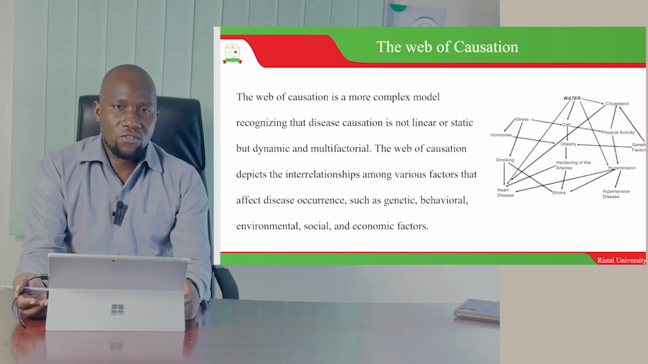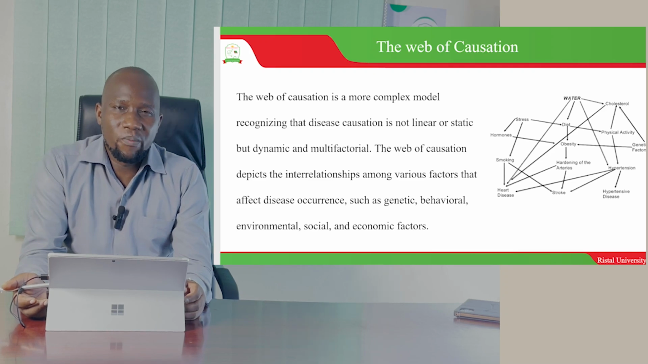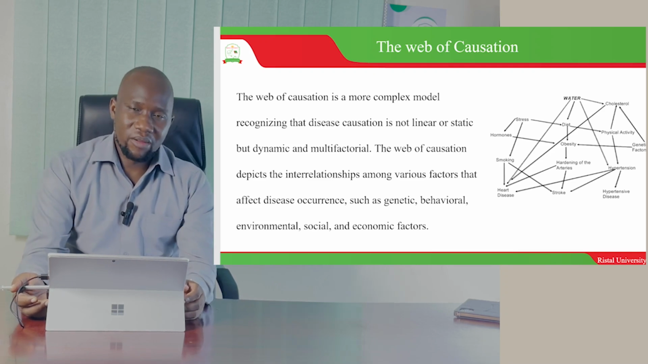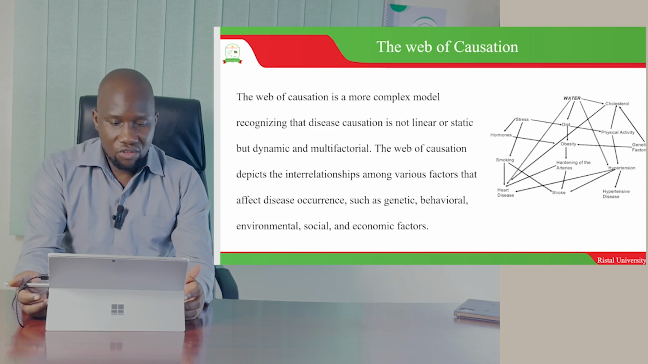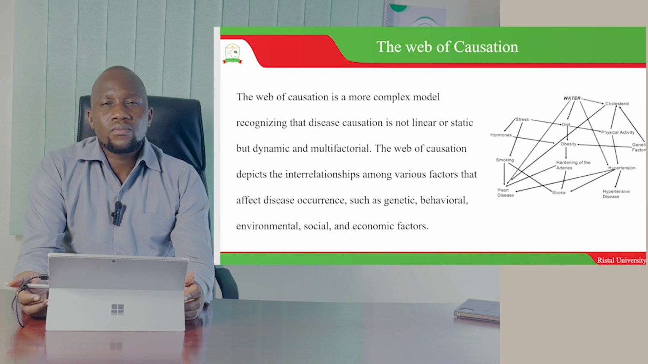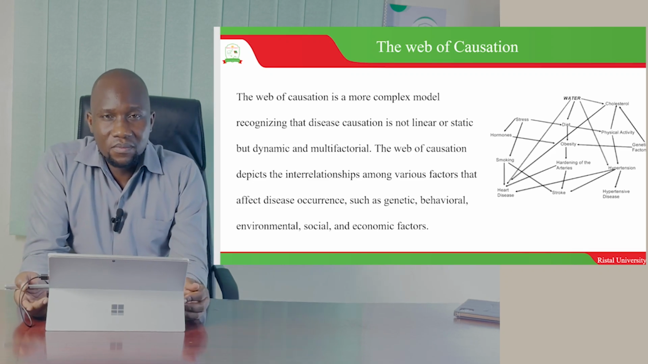So let's move to the second model, which is the web of causation. The web of causation recognizes that the cause of a particular disease is not linear. It involves an interaction of different factors in ways that you can fail to imagine. So, for example, if a person is to have heart disease, the heart disease can emanate from the diet, okay?